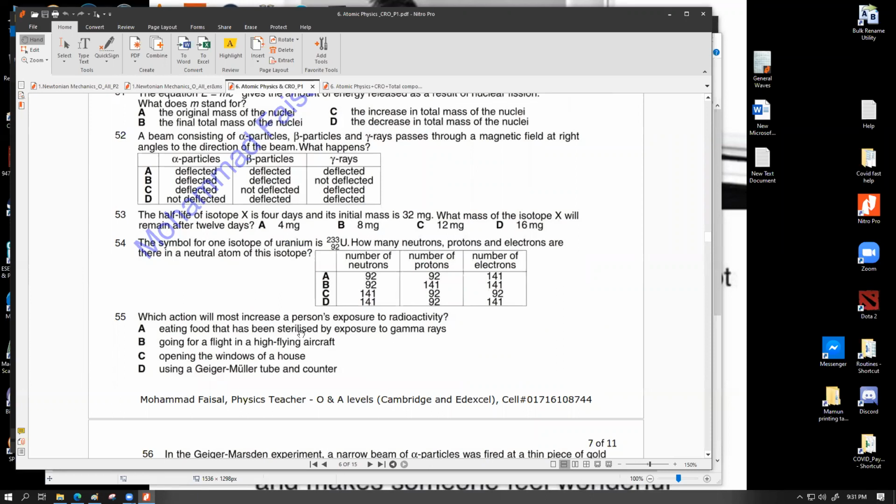Question 55: which action will most increase a person's exposure to radioactivity? Eating food that has been sterilized by exposure to gamma rays? No. Going for a flight in a high flying aircraft? Most likely. Opening the windows of a house? Using a gamma ray tube? B is the correct response.